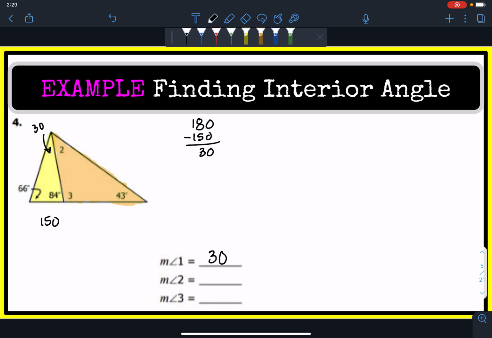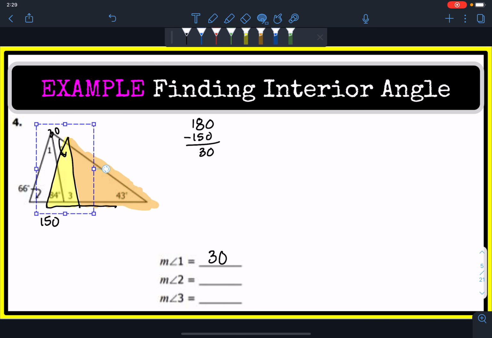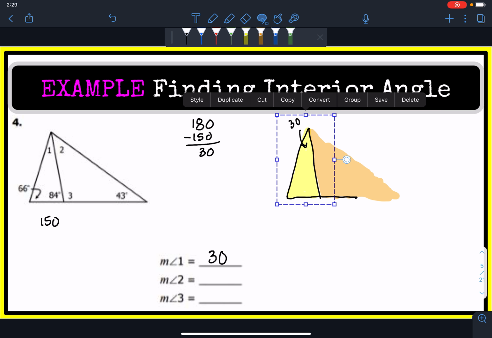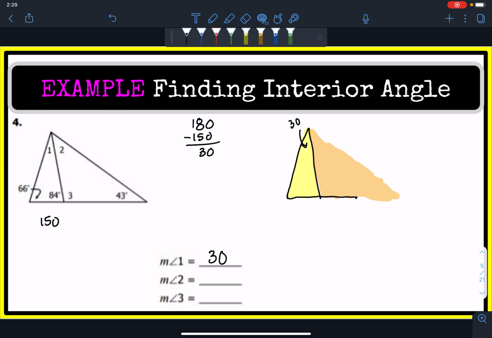Now, the way we're going to figure out angle number 2, there's two ways to figure out angle number 2. And I'm going to do angle number 3. This angle right down here is by doing the following. Look at this. If I extend this out, I know that this angle down here is 66, and I'm looking for this angle right here, angle number 3.